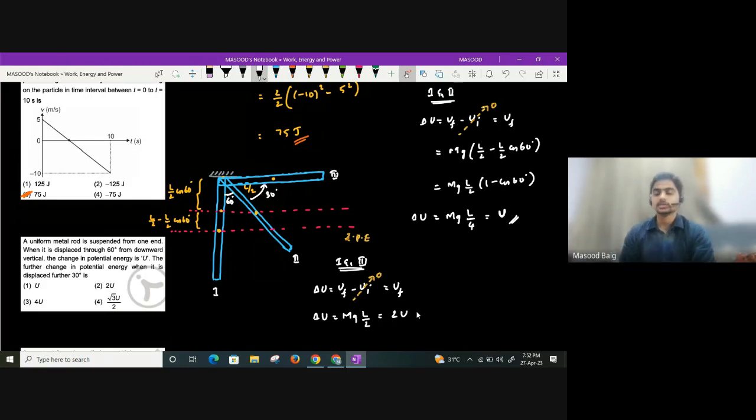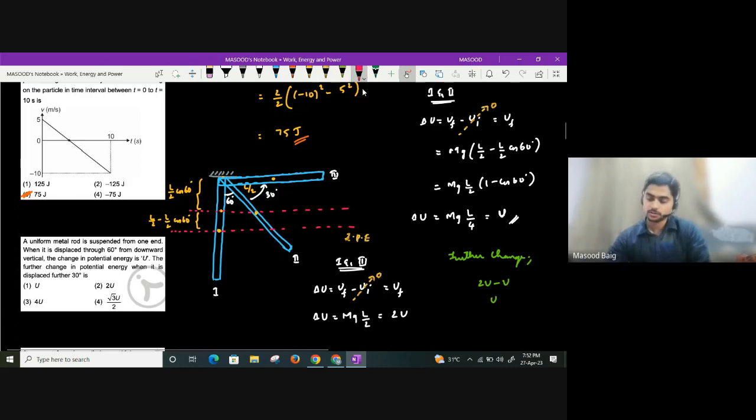So how much extra change do we have? The extra change in potential energy, if they're asking the further change, they're not asking simply change. So what is the further change, beta? From 1 to 2 the change is U, from 1 to 3 the change is 2U. So from 2 to 3, what is the further change? It will be 2U minus U. You will get it as U, guys. Clear everyone? Understood all of you?